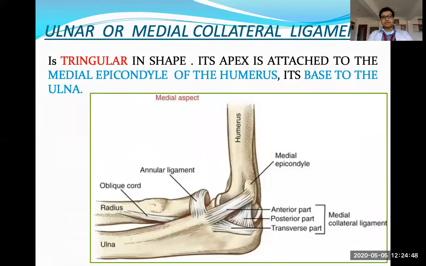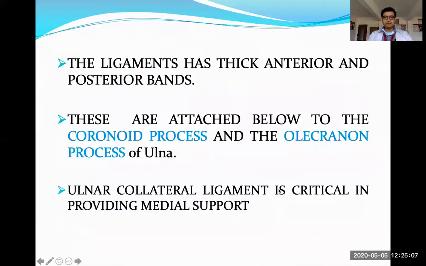Now come to the second ligament, that is ulnar or medial collateral ligament. It is triangular in shape. ये एक triangular shape होता है जो कि apex attach होता है medial epicondyle of the humerus and its base to the ulna. You can see over here in the diagram. The ligament has thick anterior and posterior bands. These are attached below to the coronoid process and the olecranon process of ulna. And ulnar collateral ligament is critical in providing medial support. जैसे कि medial side होता है तो ये medial stability provide करवाता है.